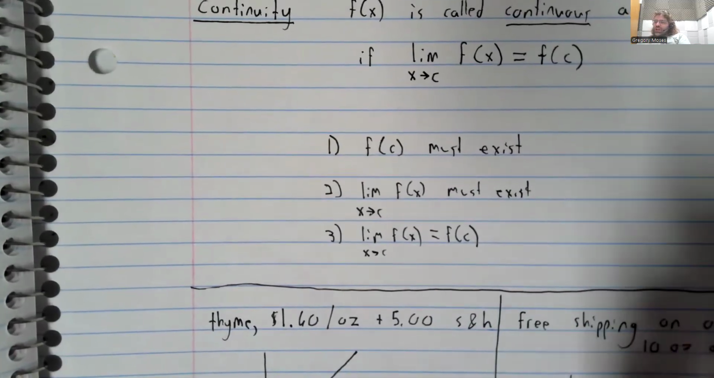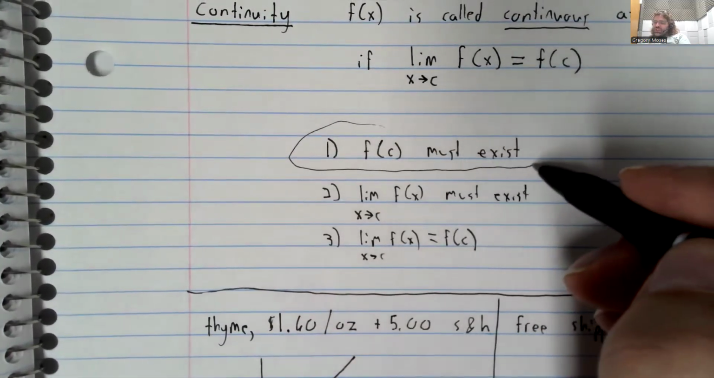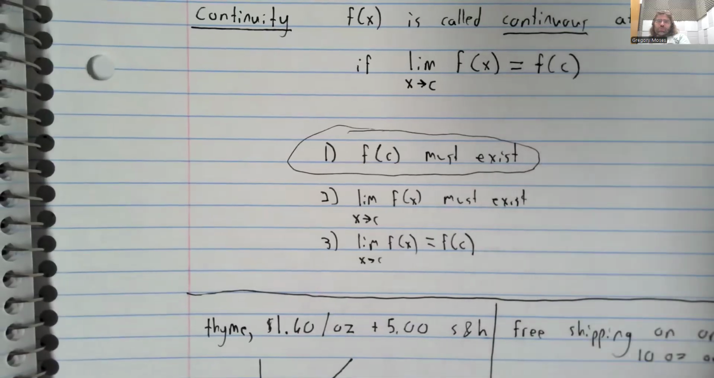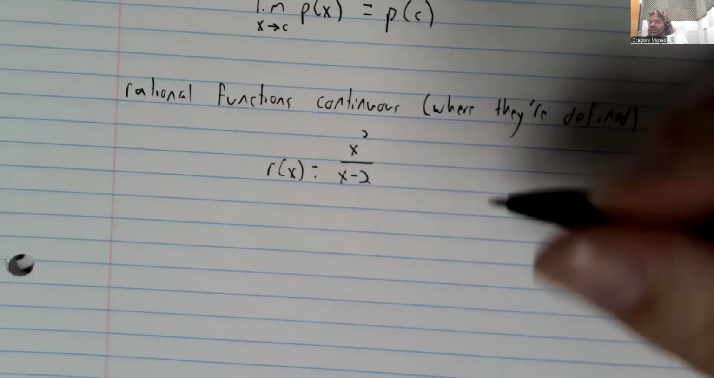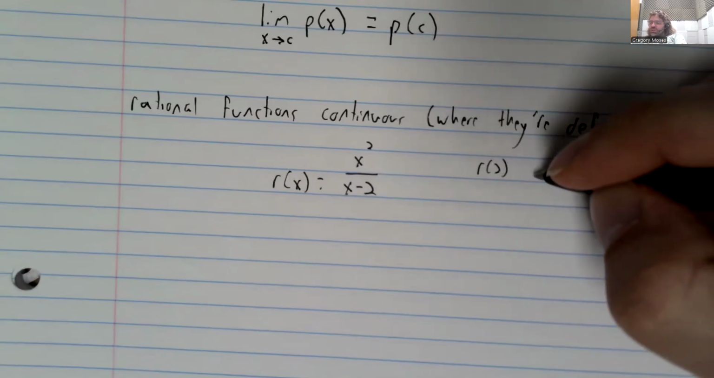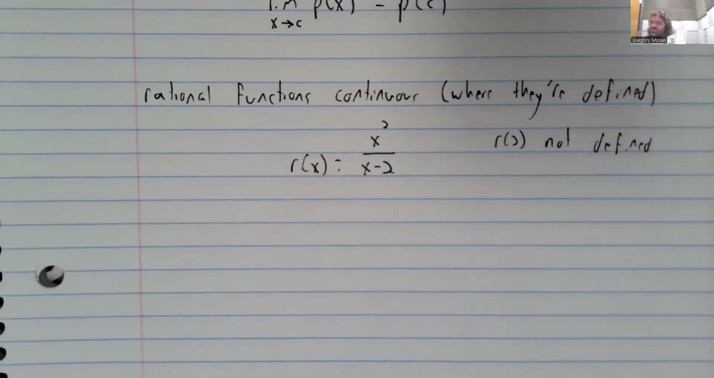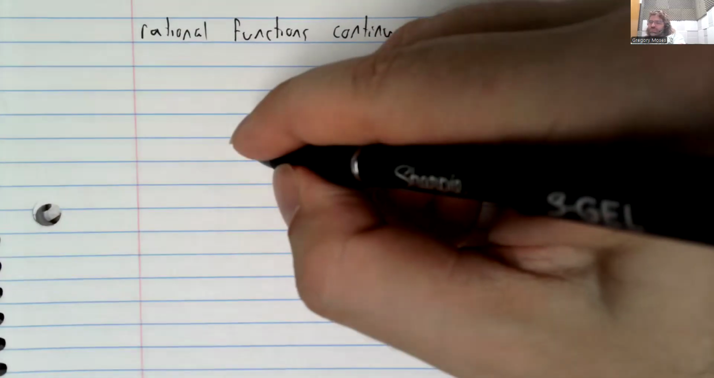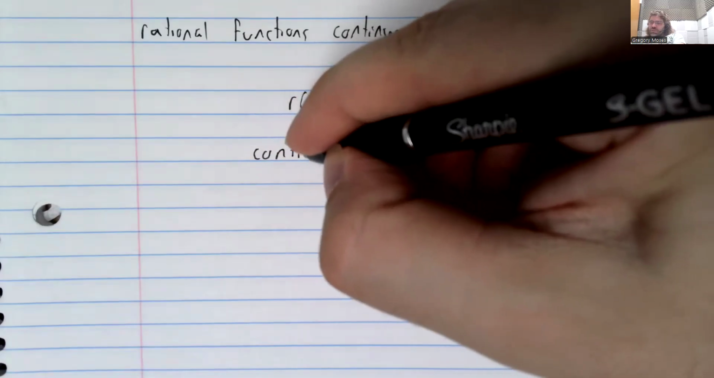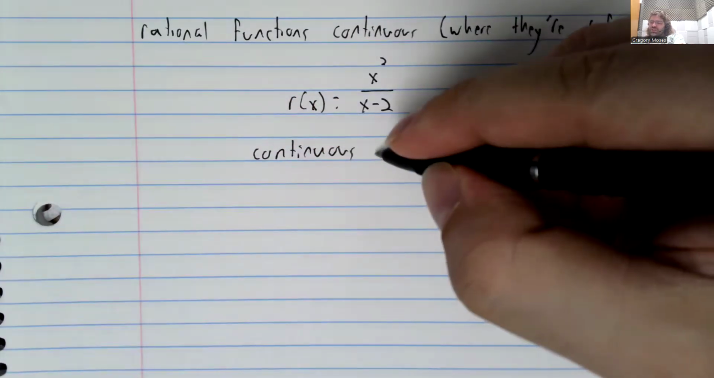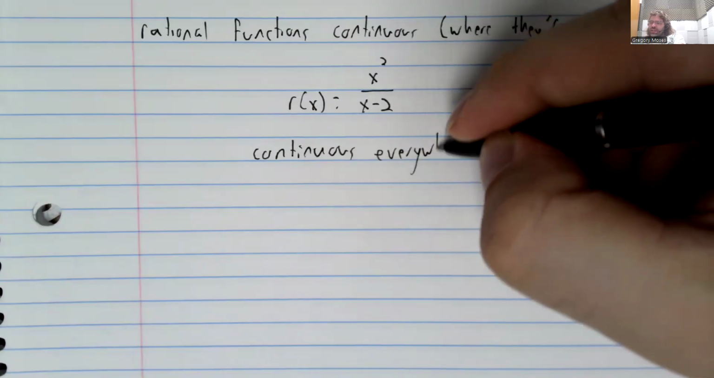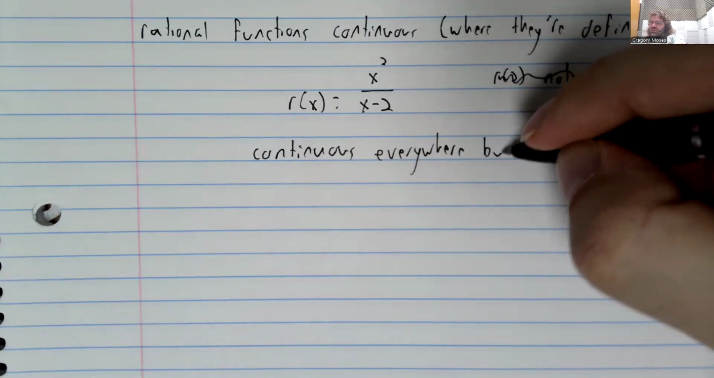One of the requirements of continuity is that the function has to be defined at the point in question, and R of 2 is not defined. So it's not continuous at 2, but it's continuous everywhere else.